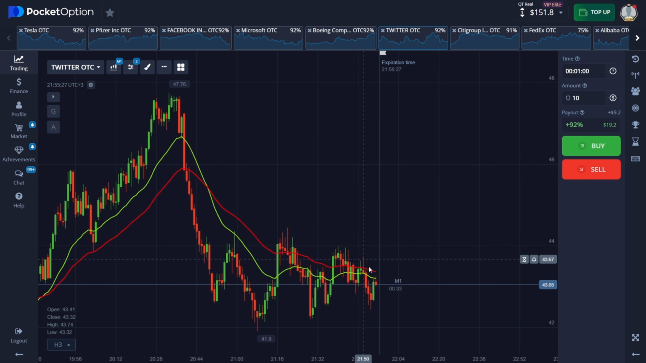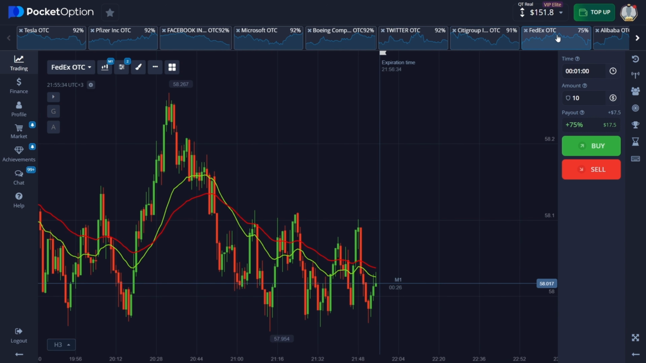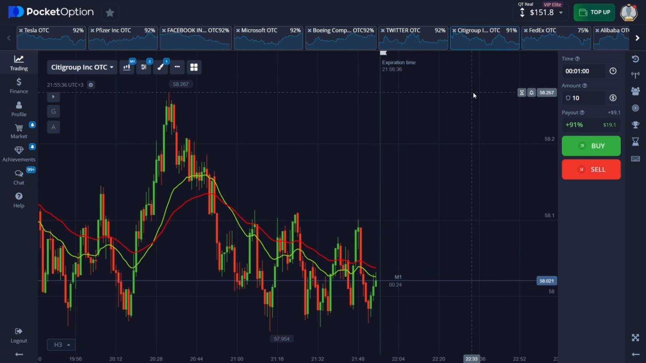Here you will see a ranging market on Twitter OTC. In a ranging market, do not take trades using the moving average. Instead, you can use only support and resistance to make trades.